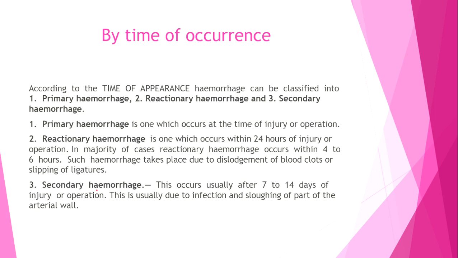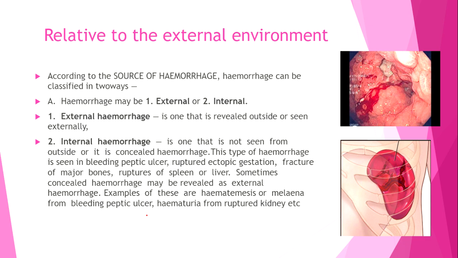Third, secondary hemorrhage. This occurs usually after 7 to 14 days of injury or operation, and is usually due to infection and sloughing of part of the arterial wall. Relative to the external environment. According to the source of hemorrhage, hemorrhage can be classified in two ways. Hemorrhage may be external or internal.